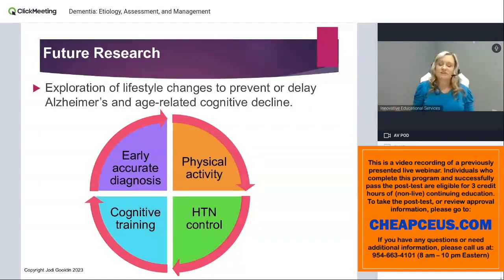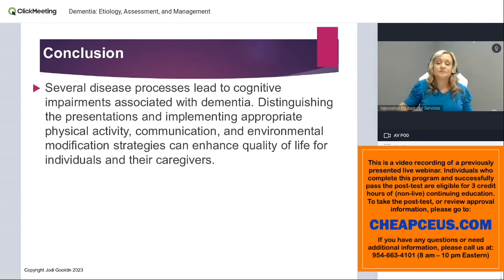Future research is looking at ways to preserve that cognitive function, or at least slow that decline for individuals by diagnosing earlier, increasing physical activity, controlling comorbidities, and then that cognitive training. Build that cognitive reserve as much as possible. And as clinicians, we want to use these opportunities as much as we can, and they're trying to look at different ranges of populations to gather more information in these areas.